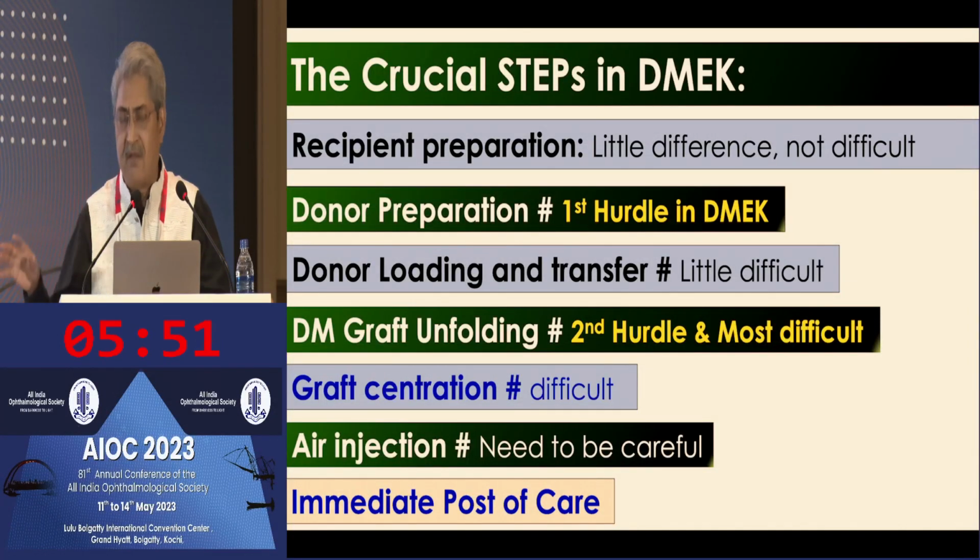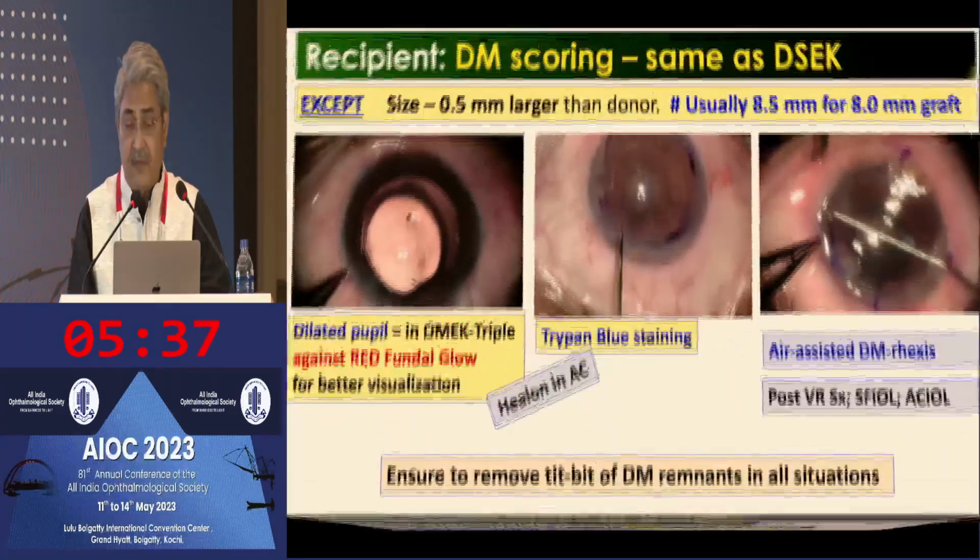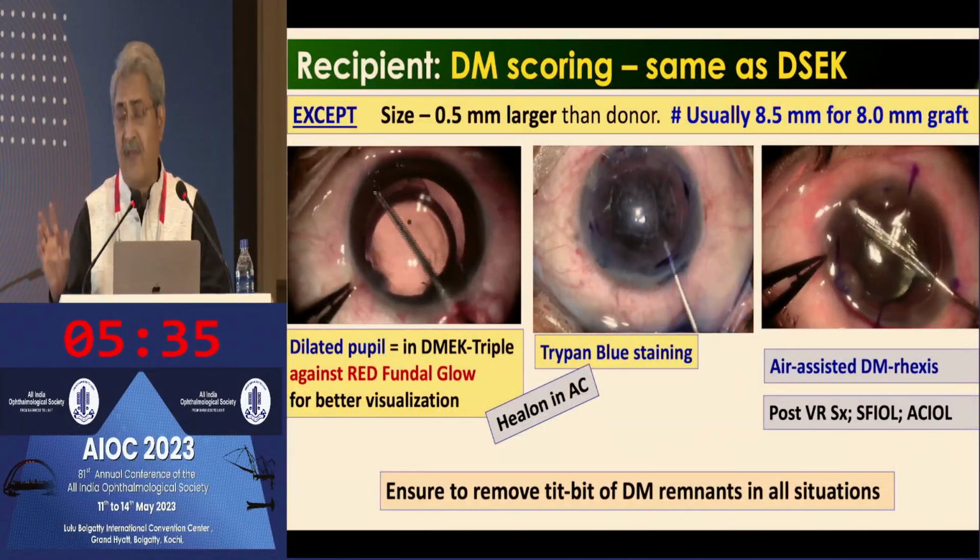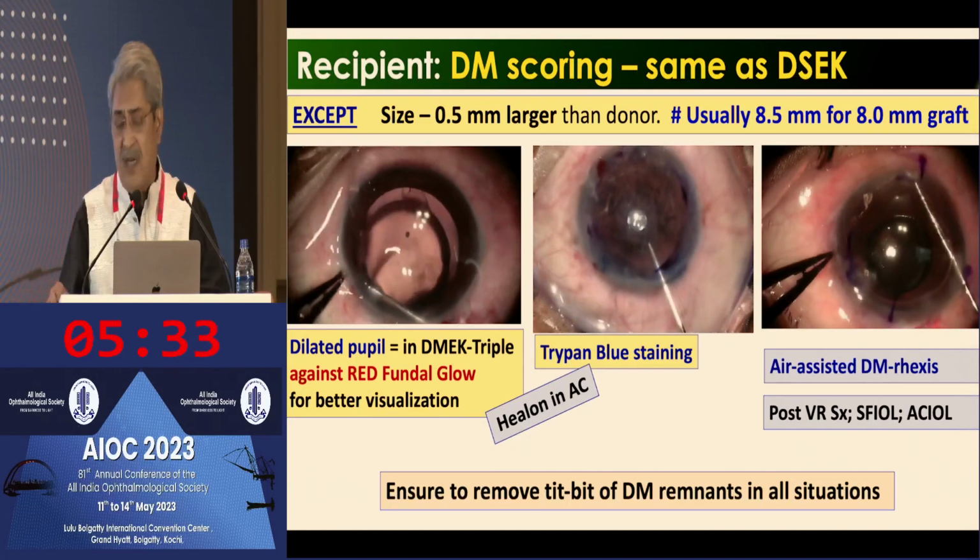You have seen many steps in the previous two, but here the main important ones are donor preparation, the first hurdle, and second one is donor unfolding. That is the more difficult part. So you see that this is a little different from DSEK or ultra-thin DSEK.